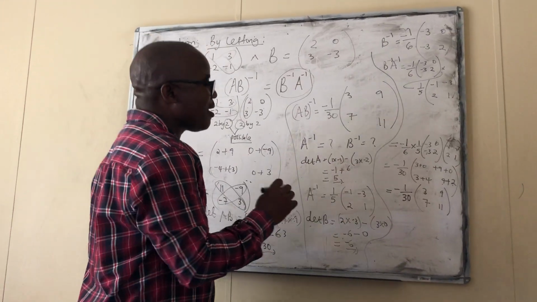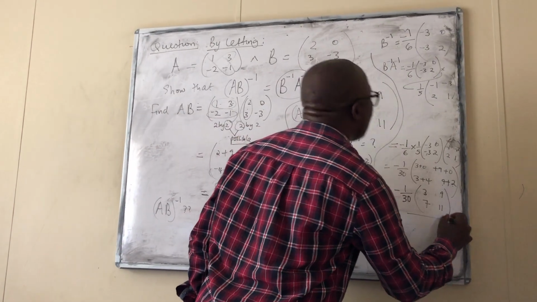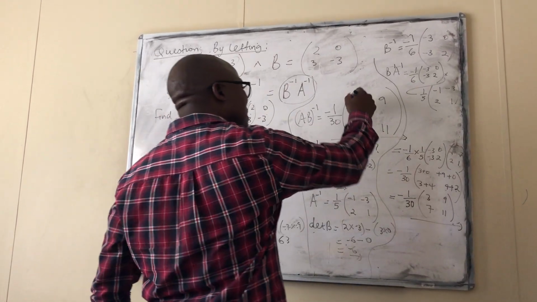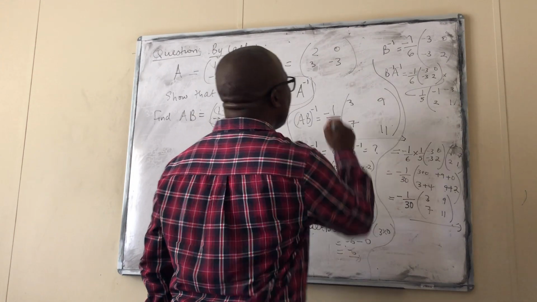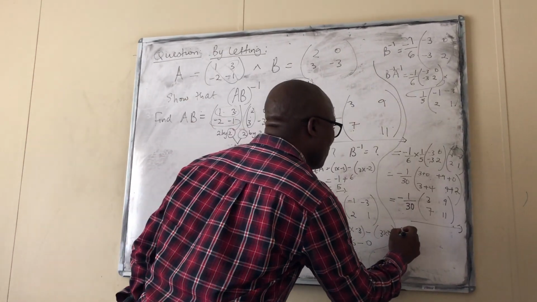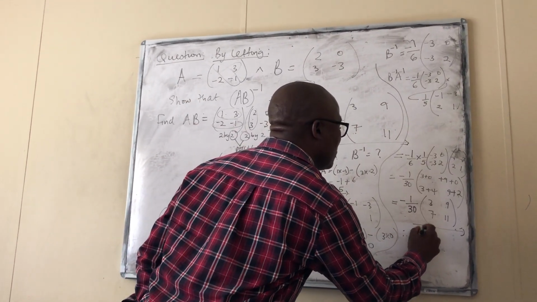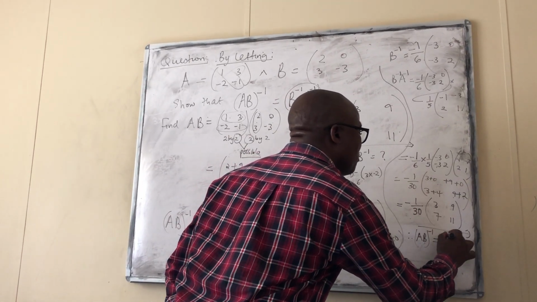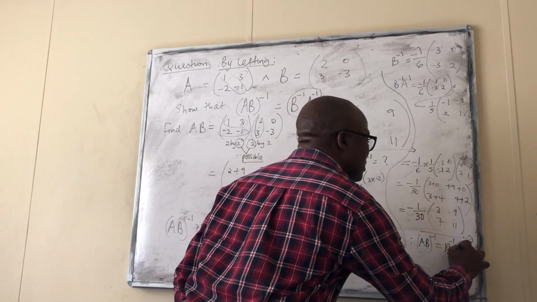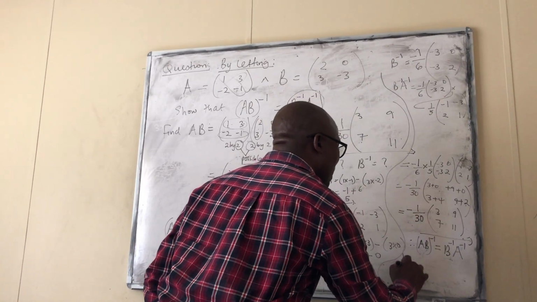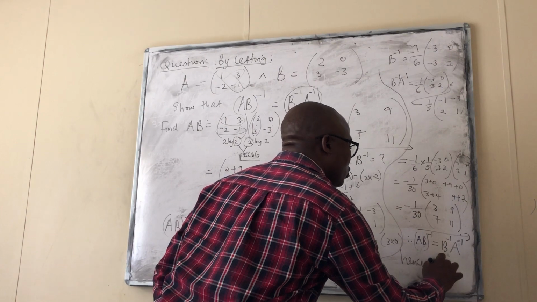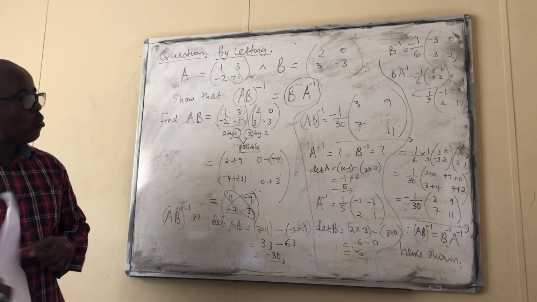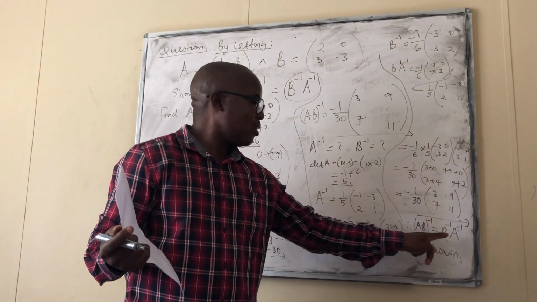Now let's compare this answer to this answer. Are they the same? Yes, this is 3, 7, 9, 11, negative 1 over 30. Therefore, AB inverse, the inverse of product, is the same as the product of inverse of B times the inverse of A. Hence, shown. Right, we have shown that this equals this.